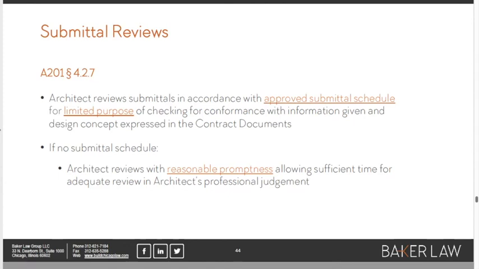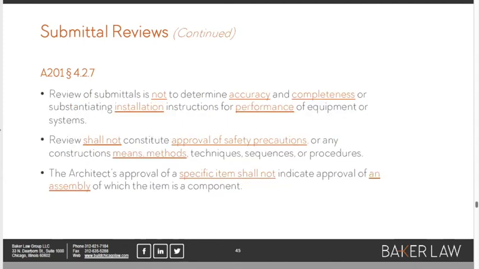So it can be very helpful for everybody to have a submittal schedule. And it's something that I'm a big fan of, even though I would say that almost universally, no one remembers to do that. The owner, the architect, and the contractor don't really do that.